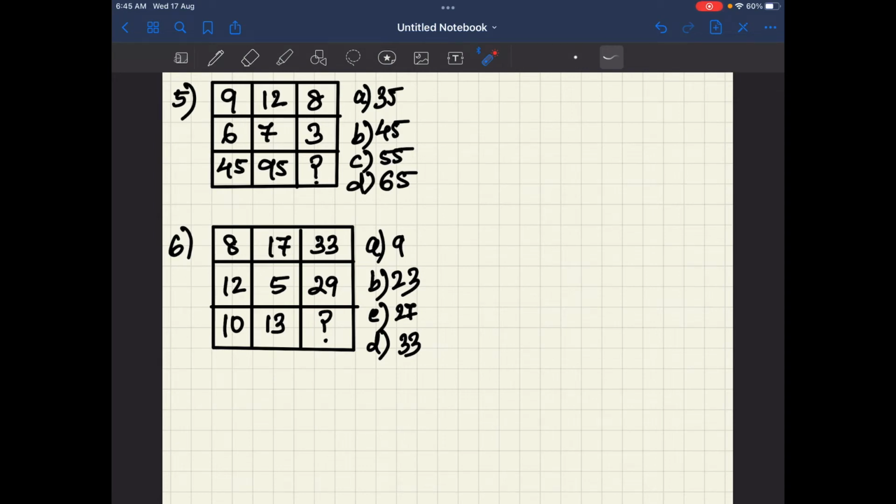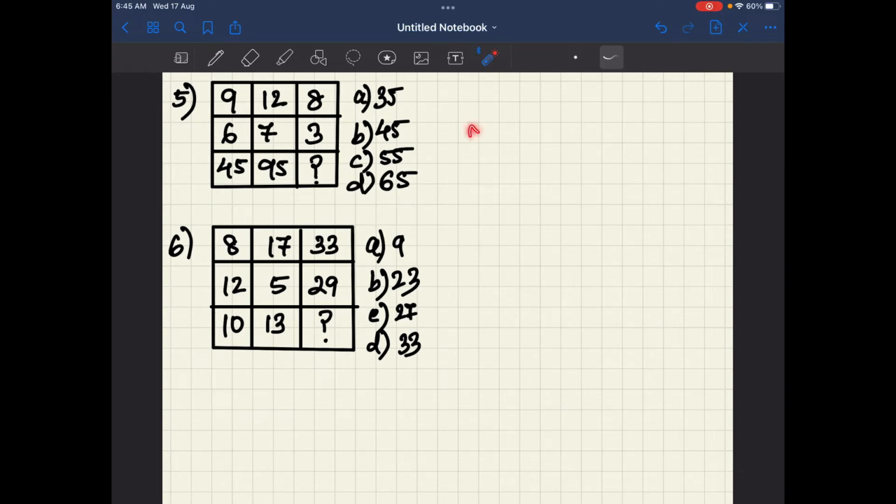No, it's not happening like that, because 12 into 7 is 84. Otherwise this answer would have been 48, if something like that had happened. So we have to try it. 9 into 6, it's not possible. 9 square plus 6 square, it's 81 plus 36. No, it's out of bounds.